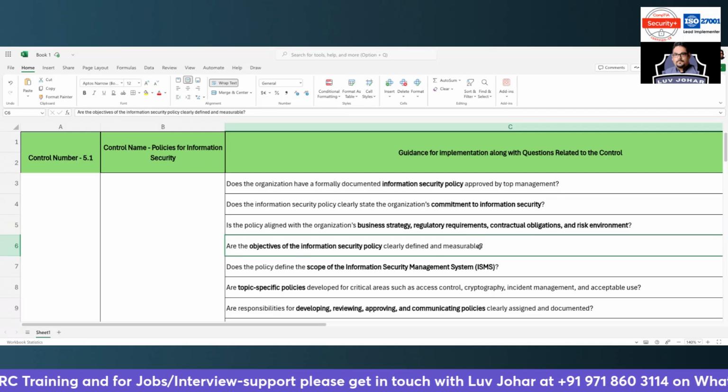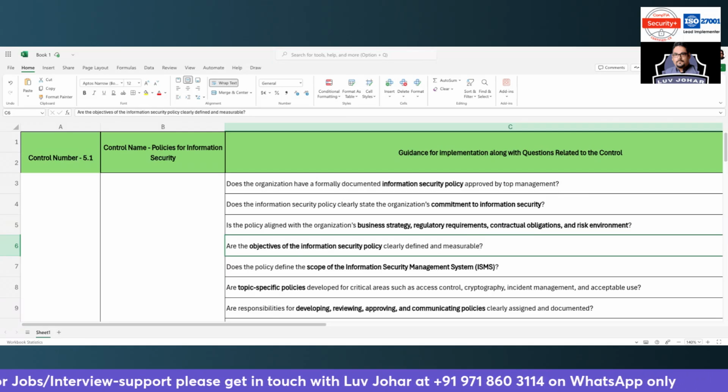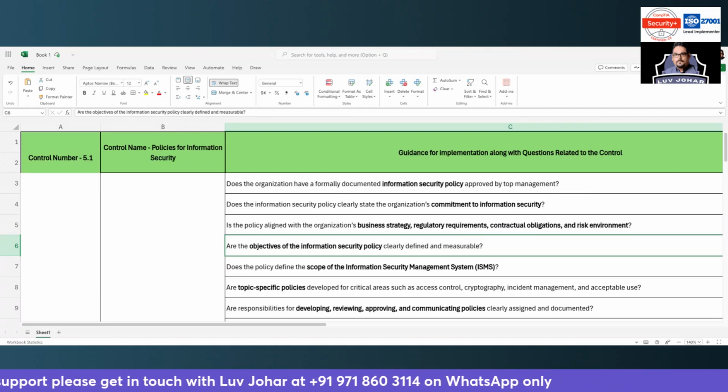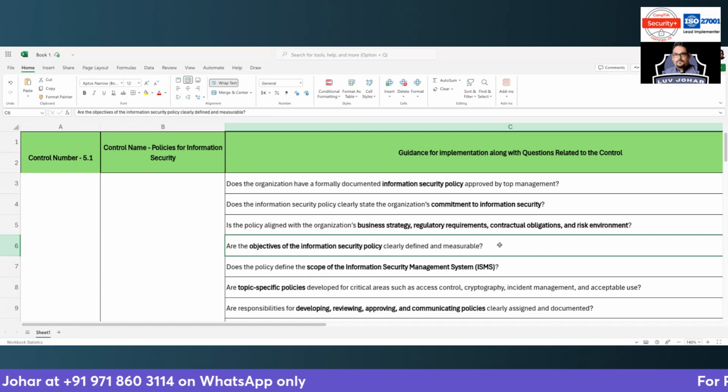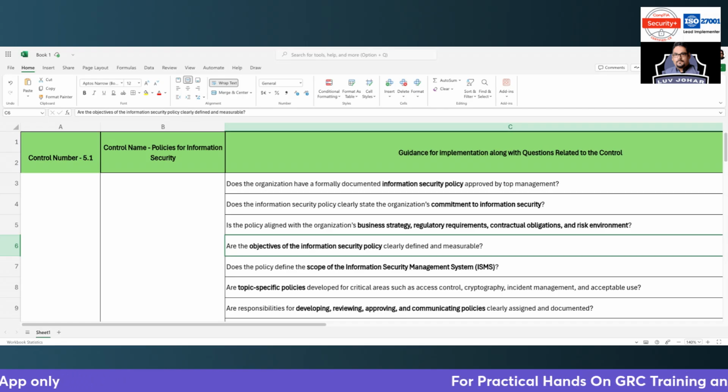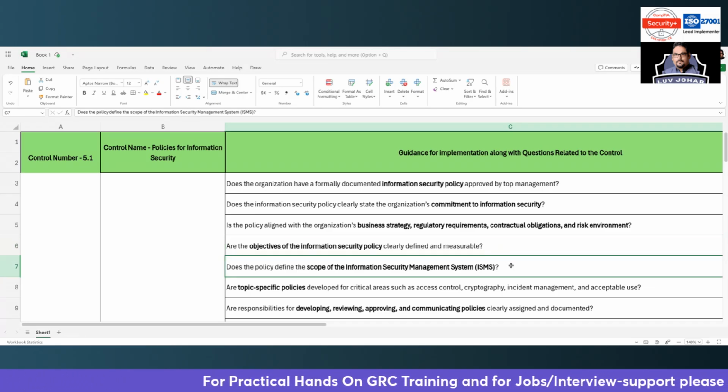And after that, the fourth thing is, are the objectives of the information security policy clearly defined and measurable? Okay, so first of all, you need to define the information security objectives, and then you need to make sure that they are defined and measurable. So you need to mention them in the policy, right? That's why it is important.